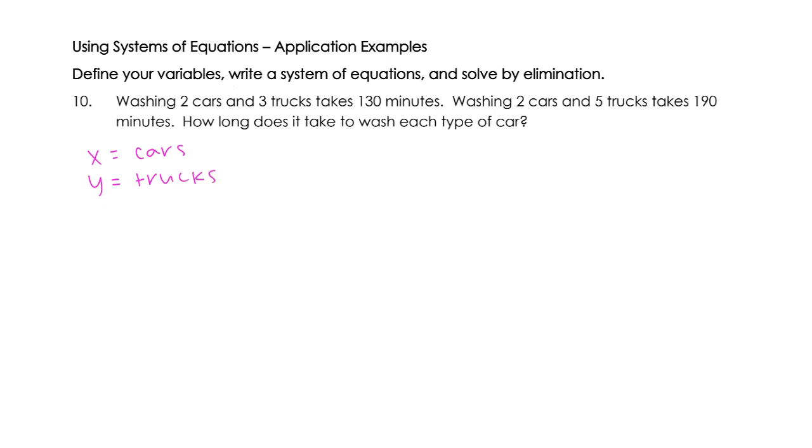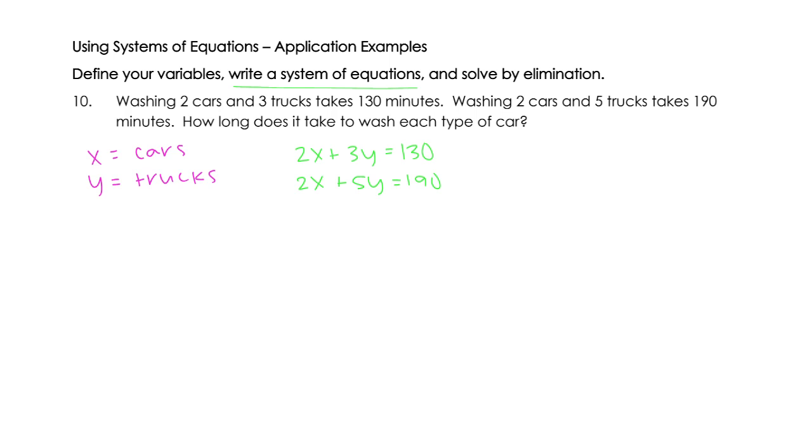Next, you have to write a system of equations. You've got to set it up. So 2 cars and 3 trucks takes 130 minutes. That would be our first equation here. So 2 cars would be 2x plus 3 trucks would be 3y and then equals 130 minutes to wash all of those vehicles. Then the second equation, washing 2 cars, 2x, and 5 trucks, plus 5y, takes 190 minutes. And then it wants to know how long it takes to wash each type of vehicle.